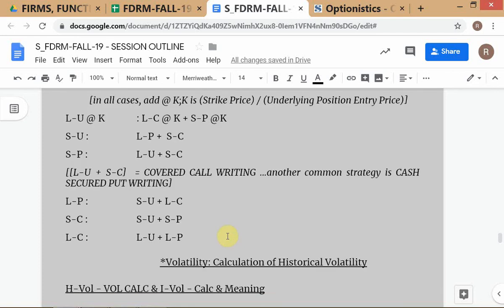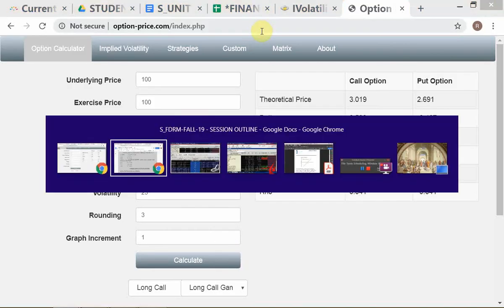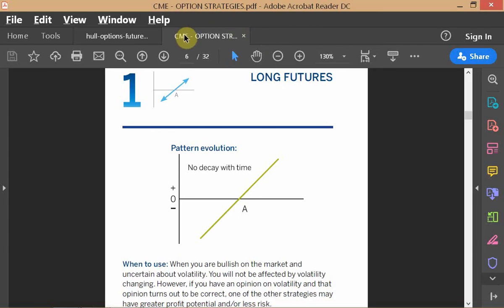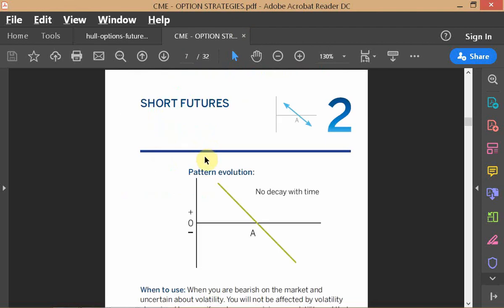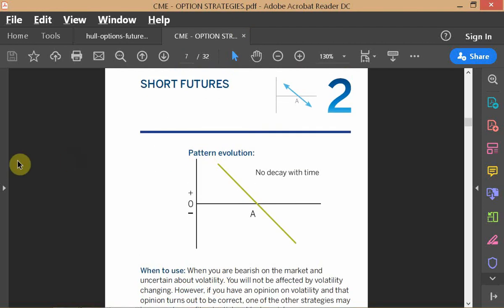So next synthetic equivalent, short underlying. Long futures, short futures. What will be the synthetic equivalent of this? Bharat, before going, you can answer the question. Bharat can answer. We have asked Bharat. Is the question clear?